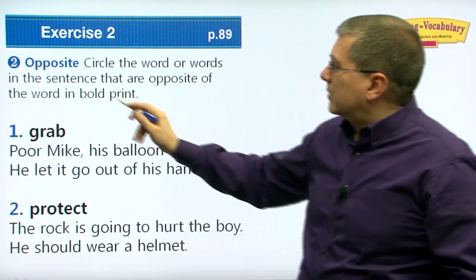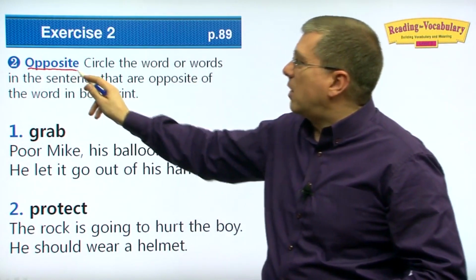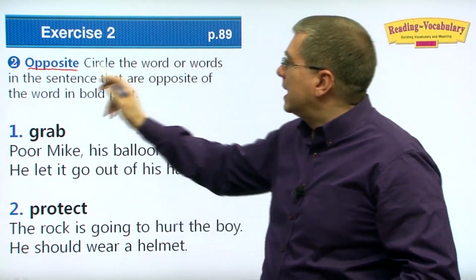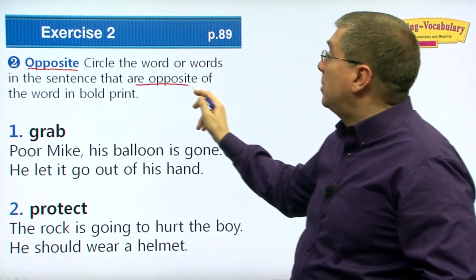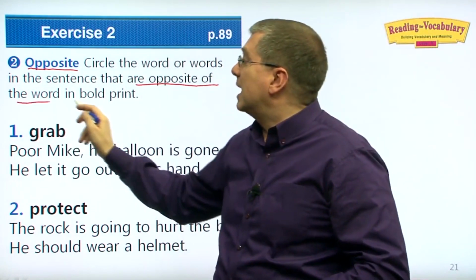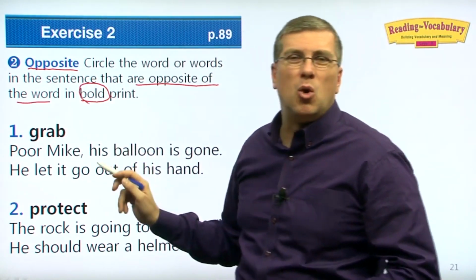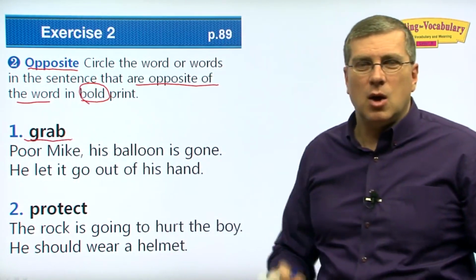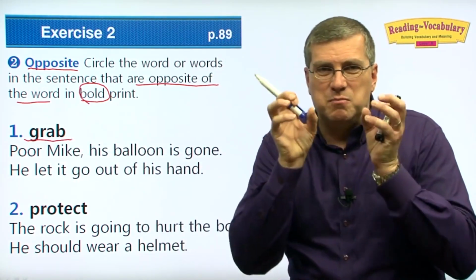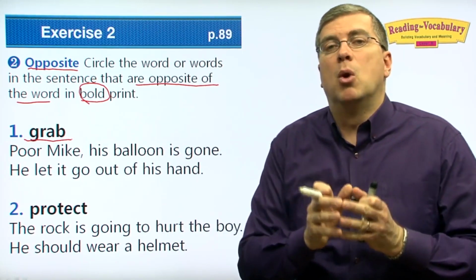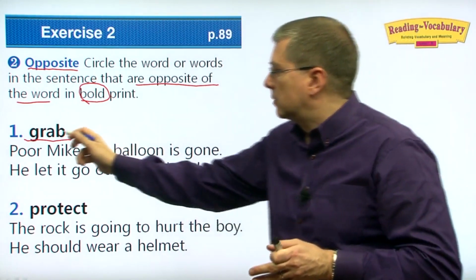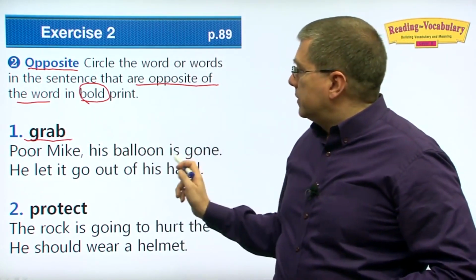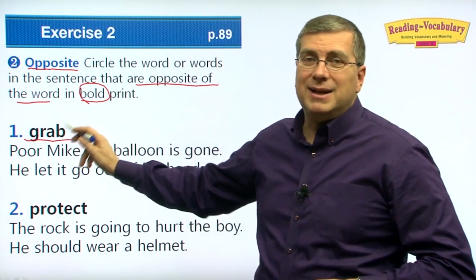The next exercise is finding the words that have opposite meaning. Circle the word or words in the sentence that are opposite of the word in bold print. What is bold print? That's the heavy, dark print that you see there. When a word is darker and bigger than normal, we say it's bold. Bold print. That's this one here and this one. So, let's circle the word or words that are opposite of this one.